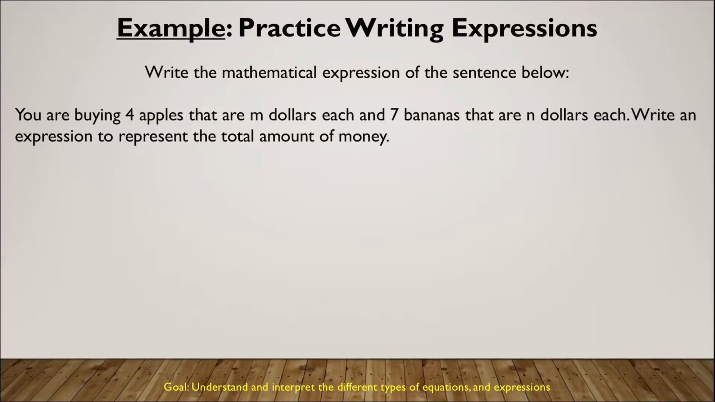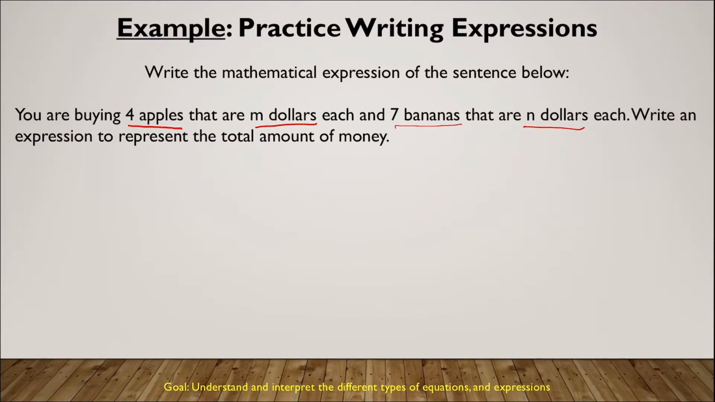Alright, so we're buying 4 apples. Okay. Doing the same thing. We'll do this a couple times. We have 4 apples and they are $M each, and 7 bananas are $N each. Write an expression to represent the total amount of money.